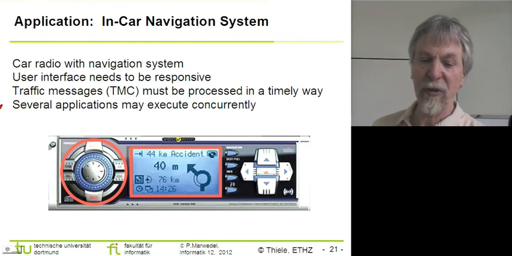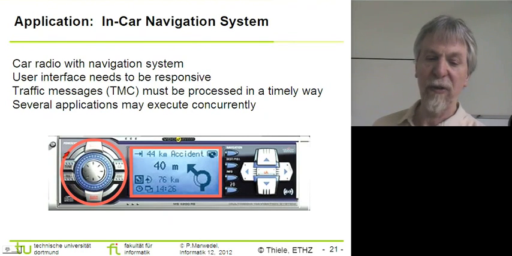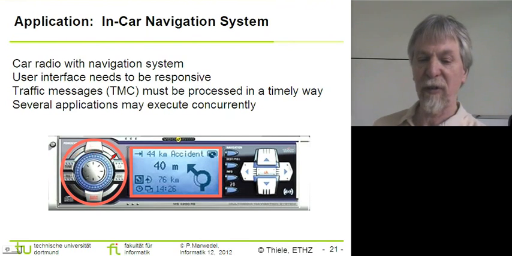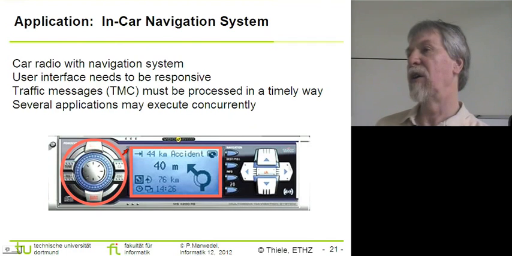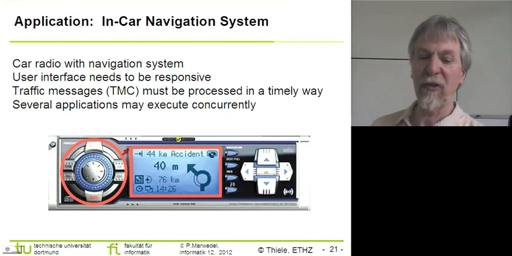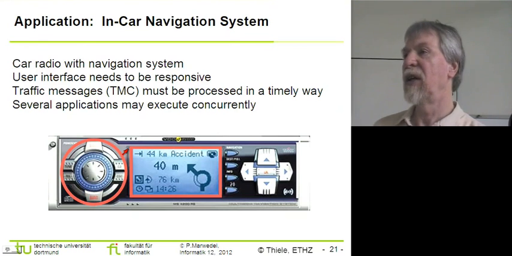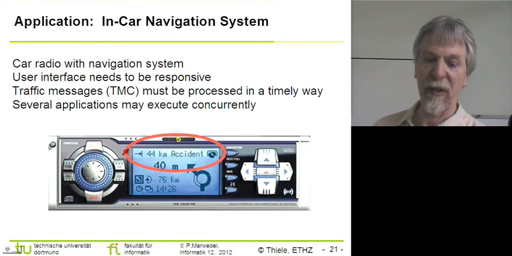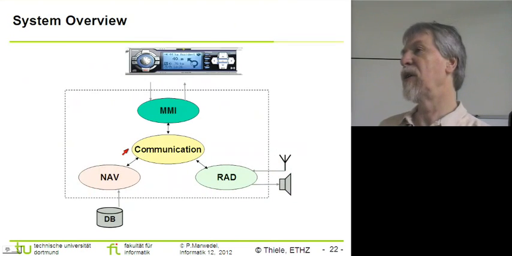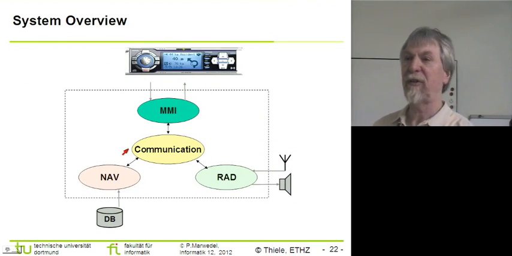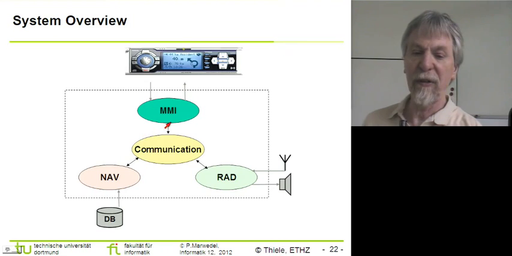So one application would be to use the user interface to get information about the route to some destination, and also we would like to get information about the accidents that are somewhere on the road. So the overall system is comprised of several components.